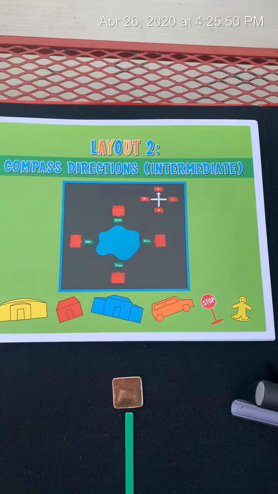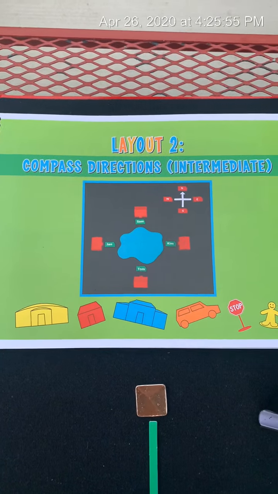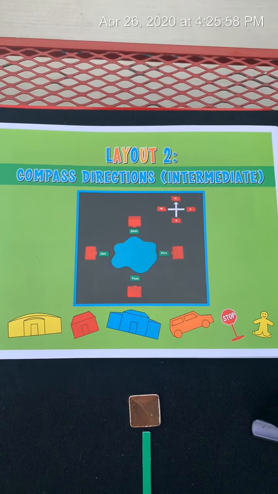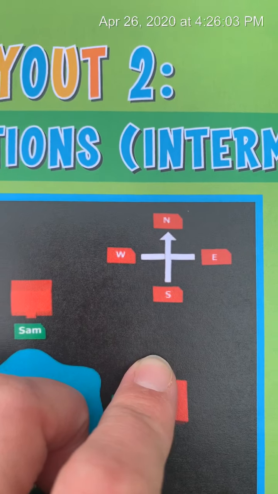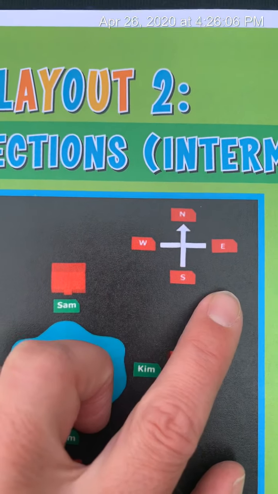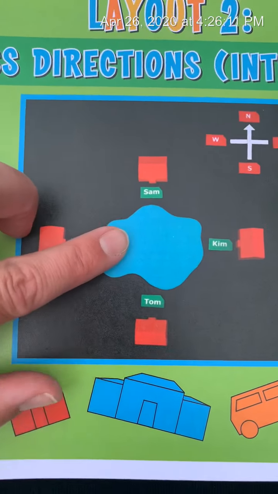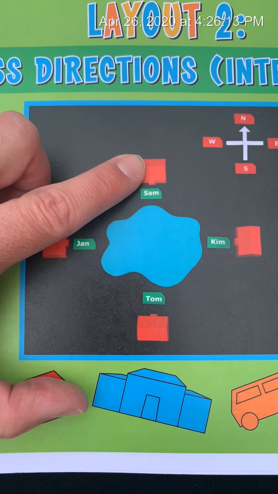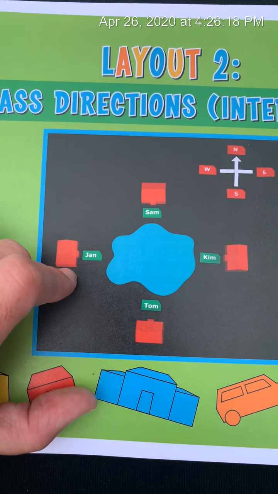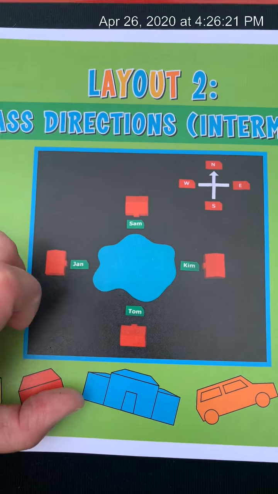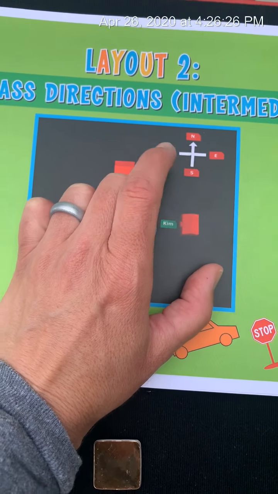Almost all of my students know what a compass rose is, except for maybe a handful of the small learners that I work with. And essentially, I want the students to learn this here. Where is north, east, south, west? And we use these for wayfinding. And so you can see here in this, Sam is north of the pond. And so we do a lot of pretend play. Jan is west of the pond.